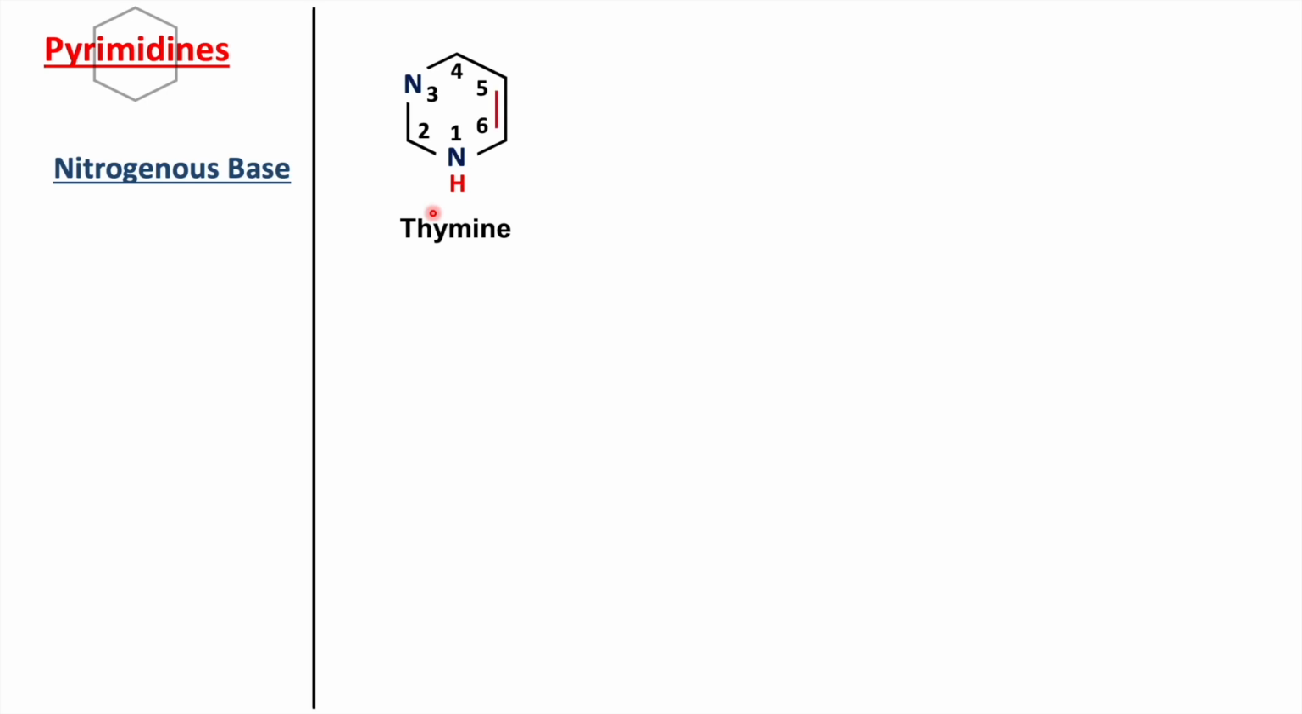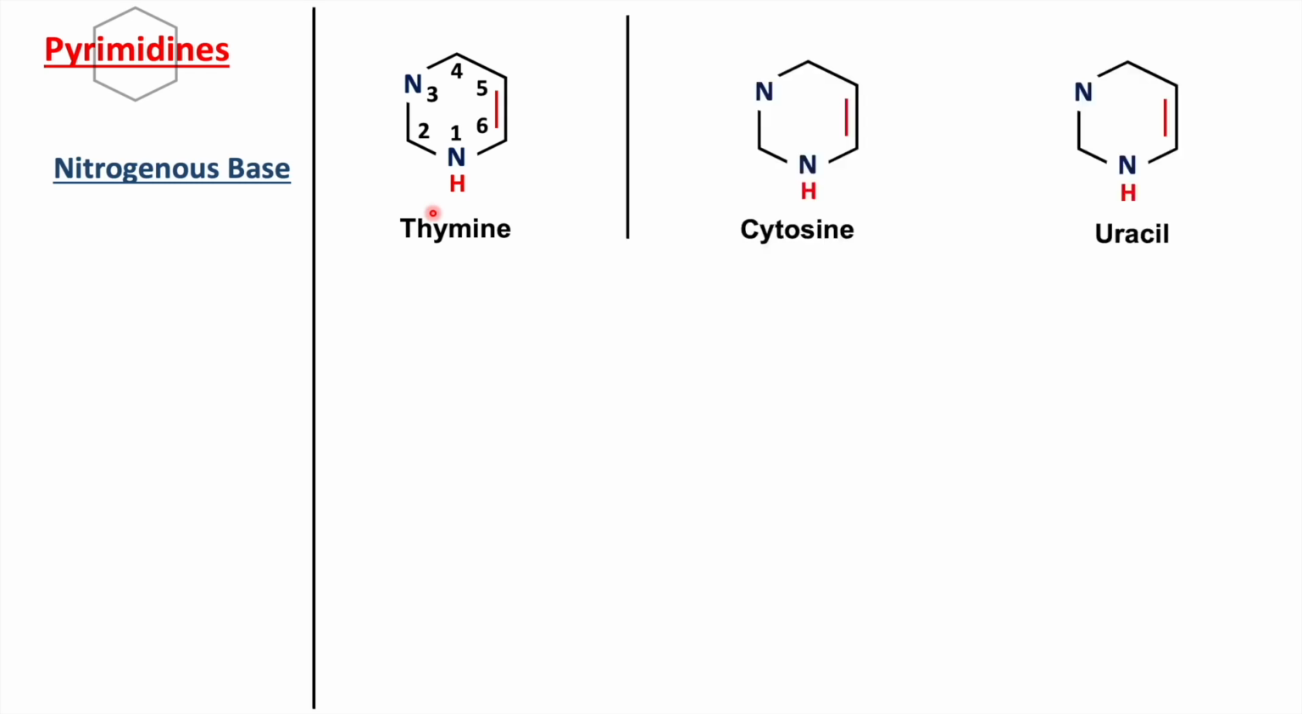And there is a double bond between carbon 5 and carbon 6. So this is the basic structure: 2 nitrogen atoms and 1 double bond between carbon 5 and 6. So now let's look at the difference between these 3, thymine, cytosine, and uracil. So the one common group which is attached to carbon 2 position is the carbonyl group. So a carbonyl group is attached to carbon 2 position in all 3 pyrimidines, that is thymine, cytosine, and uracil.